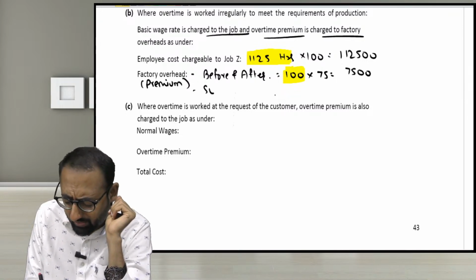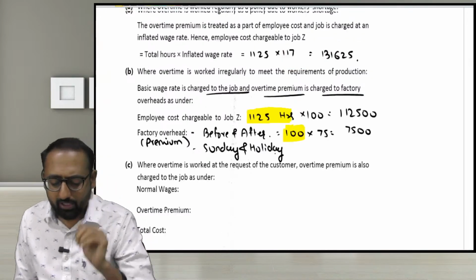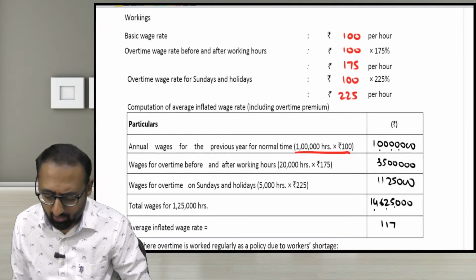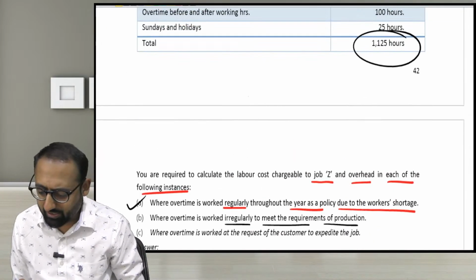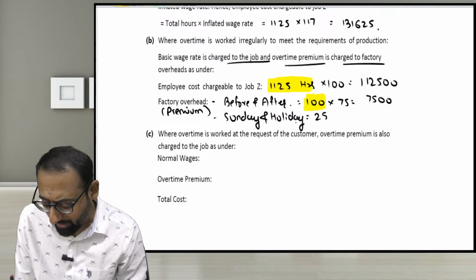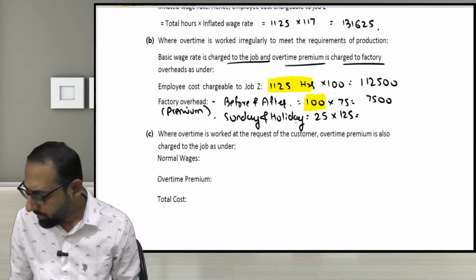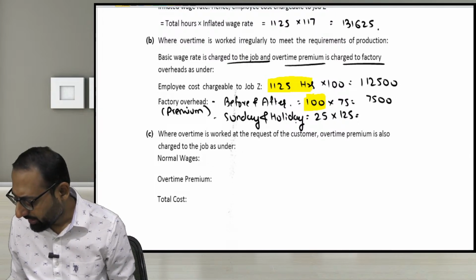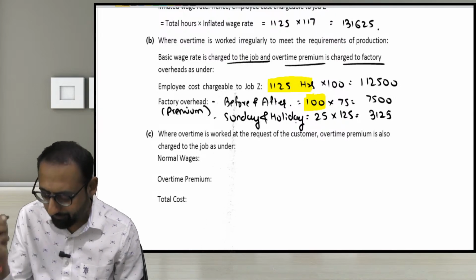Next one, Sunday and holiday. For how many hours Sunday and holiday are there? You can check that for job number Z. Sunday and holiday there are 25 hours. So 25 hours multiplied by premium will be 125. So 25 multiplied by 125, your answer will be 3125.